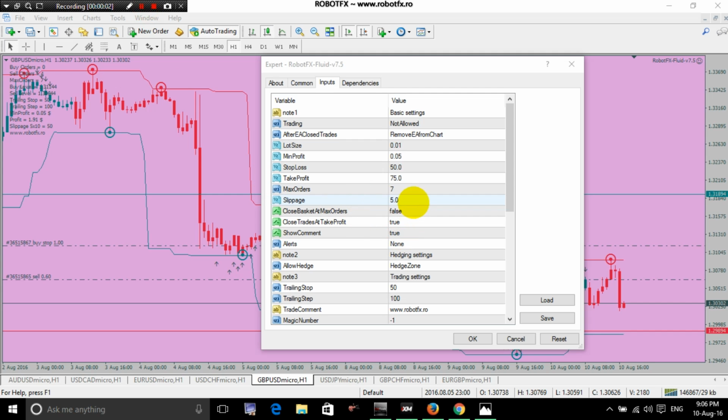Okay, a little about the slippage and RobotFX Fluid Expert Advisor settings. Starting from version 7.5, slippage has, well, two functions. Let's start with the first one, the classic slippage. What does it mean? Basically, it's like some kind of buffer. It's the distance that you allow from the price to move. It is in pips, by the way. It's 5 by default.